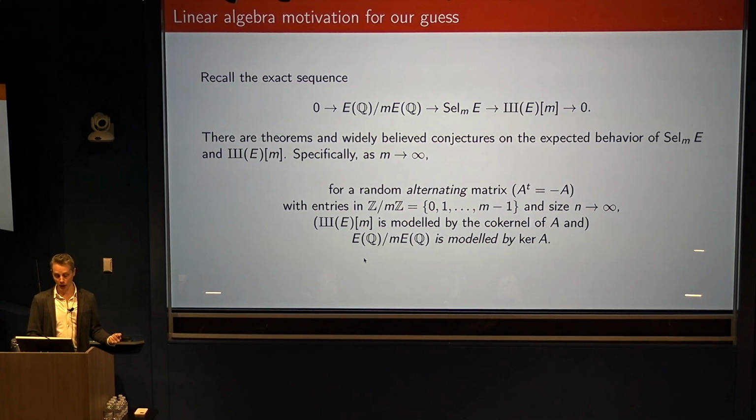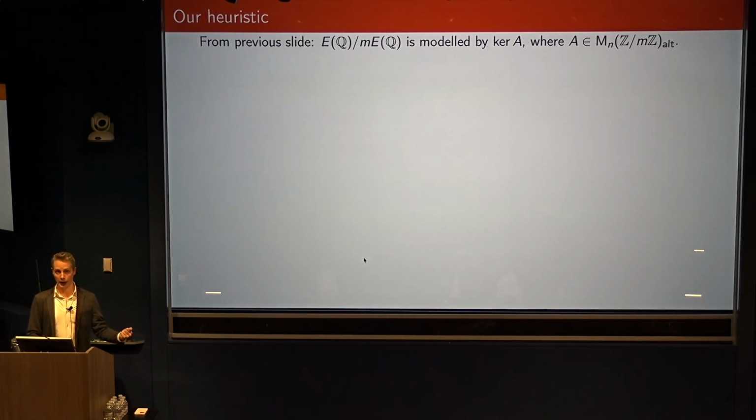Okay, so I'm just going to put what I just put. So this is the beginning of trying to understand what arithmetic is. Again, theorems and widely believed conjectures tell us that this is a reasonable place to start. If we want to understand E(Q) mod M E(Q), what you have to do is modeled in this particular way by the kernel and cokernel of a random alternating matrix with entries in Z mod M, with M and N going to infinity.